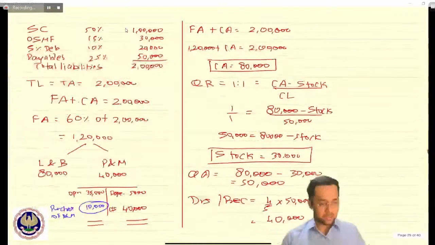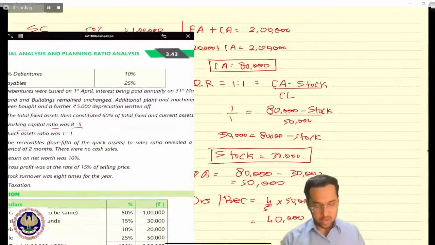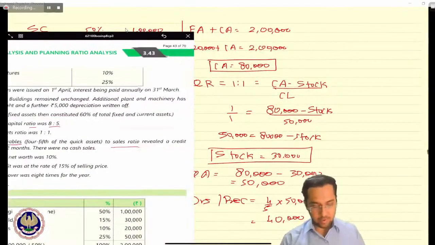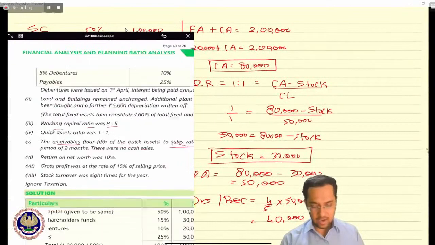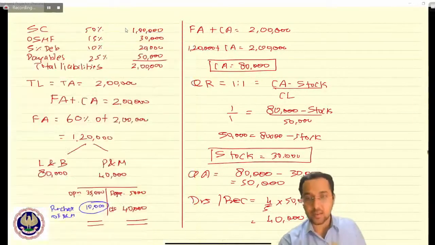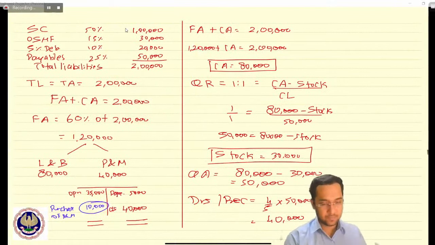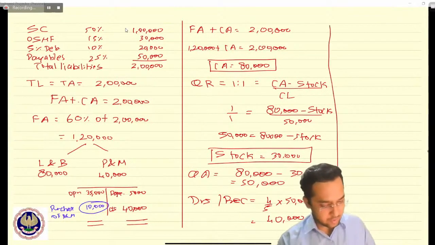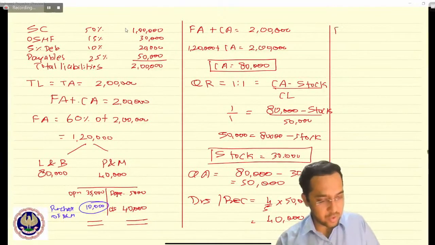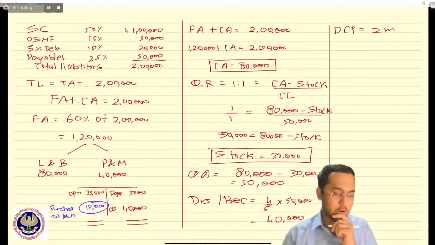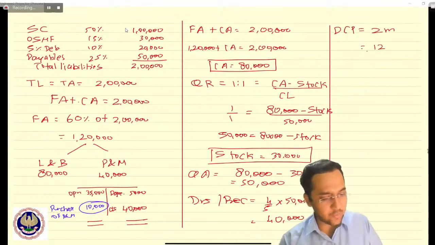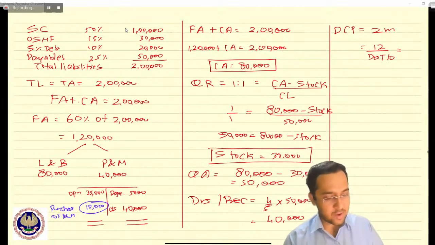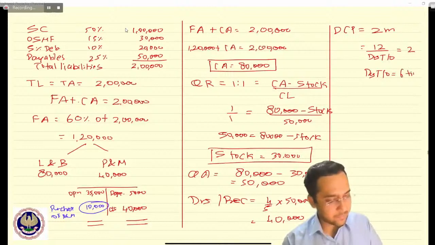Another number that the question has given us is that receivables to sales ratio revealed a credit period of 2 months and there was no cash sales. We have a credit period of 2 months. So debtors collection period is 2 months. Sir, how do we get this 2 months? We would have got this 2 months as 12 divided by debtors turnover. That is, 12 divided by debtors turnover is equal to 2. It means that debtors turnover would be 6 times.